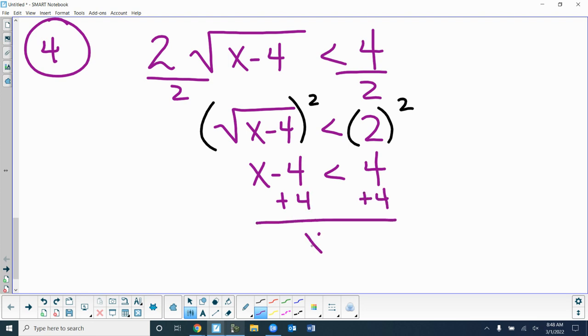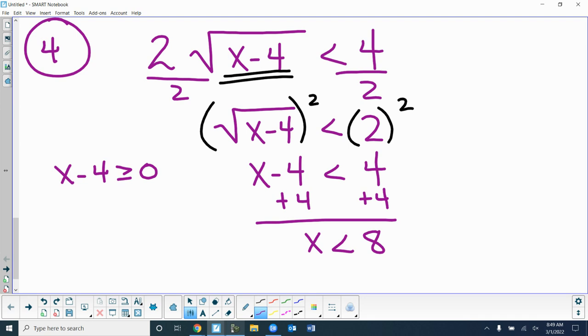Now, when it's a square root or a fourth root, or a sixth root, even index, I can't have a negative under the radical sign. So I have to take care of that by writing x minus 4, the part under the radical sign, has to be 0 or bigger. So greater than or equal to 0. I have to do that inequality problem also. Take care of not having any negatives under my radical sign.